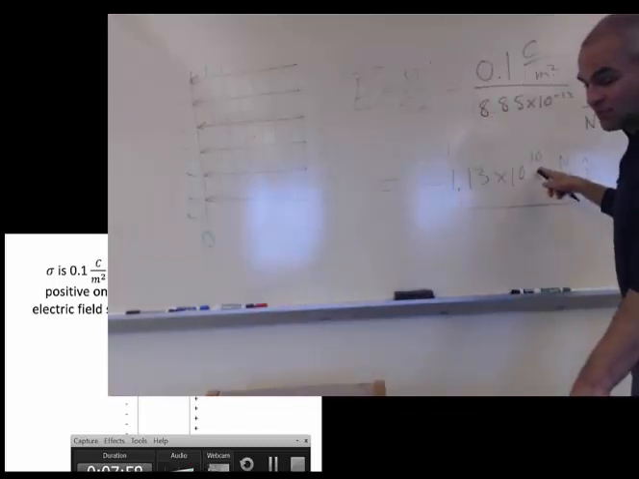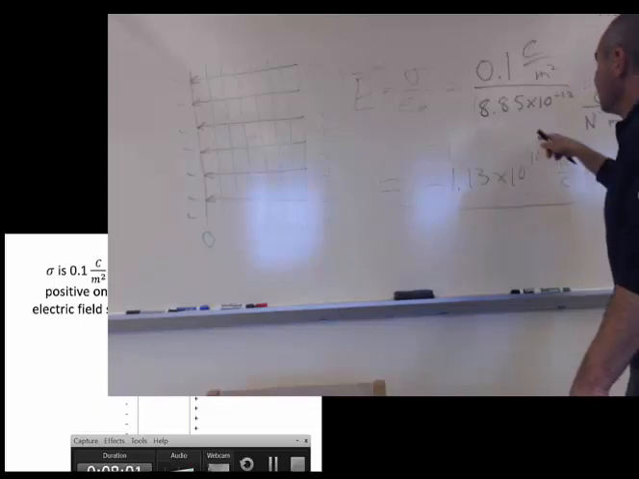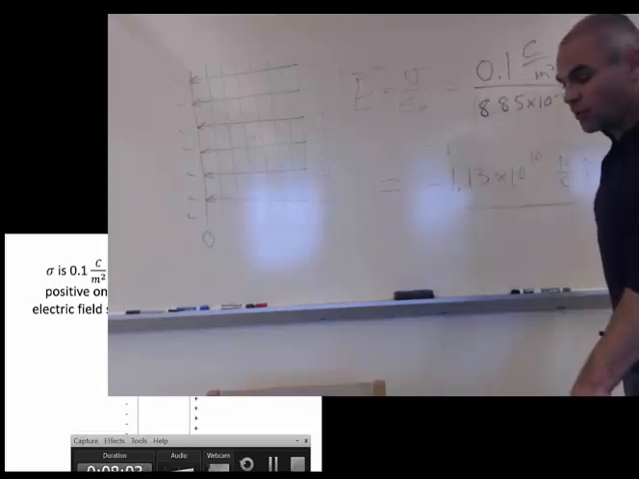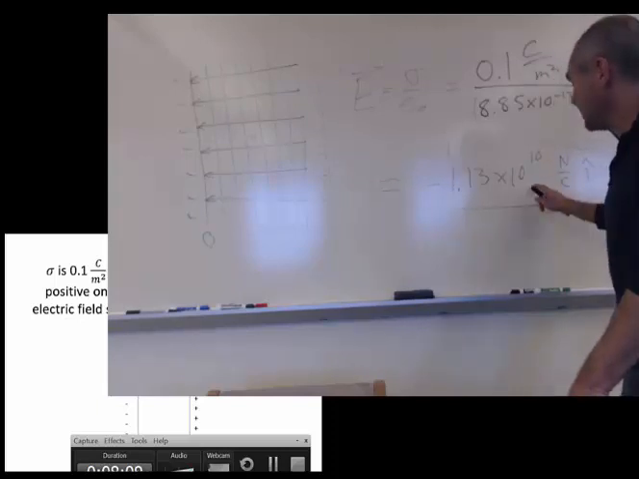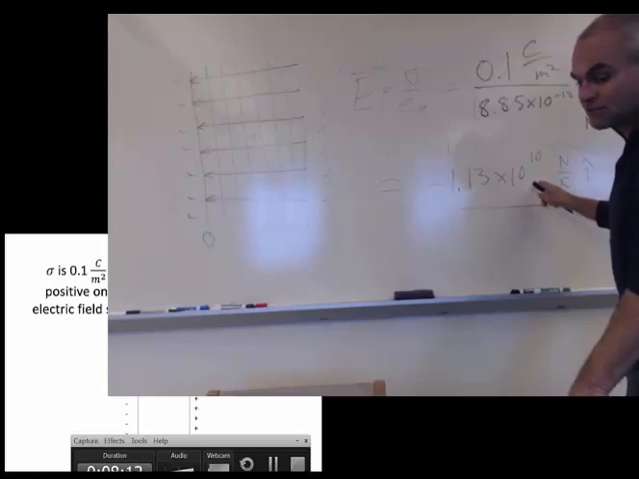You may say that looks like a huge number, and indeed it is. But look at that charge density. 0.1 coulombs per meter squared is a huge charge density, far more than you would generally expect. So you're going to get an enormous electric field between these two plates.